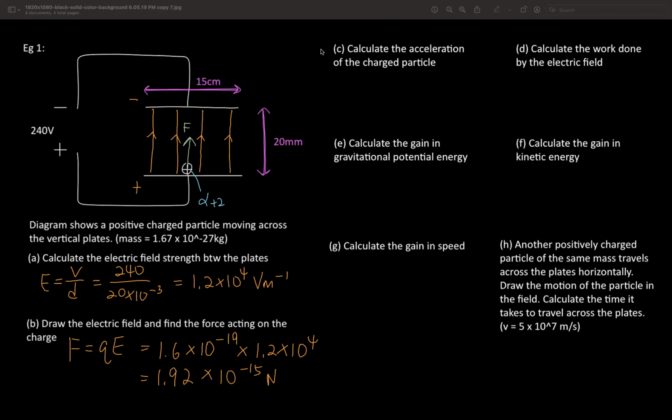Okay, C, calculate the acceleration of the charged particle. We take F equals ma. F is 1.92 times 10 to the power of minus 15 equals the mass given here, 1.67 times 10 to the power of minus 27, times a. So a equals, we get 1.15 times 10 to the power of 12.